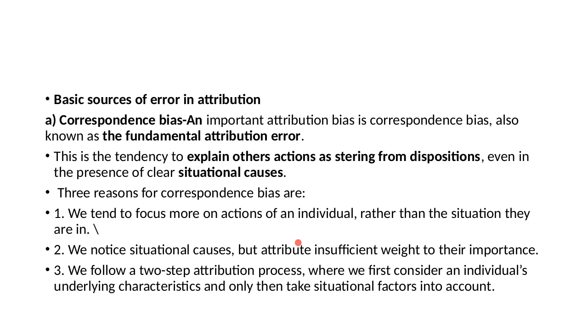So the first one is correspondence bias, also known as the fundamental attribution error. And this is the tendency to explain others' actions as stemming from disposition. We disregard the situation that led this individual to act the way they acted in a particular situation. So we disregard all that and we interpret their personality by use of what we saw, how they behaved or the actions that they portrayed at that point.